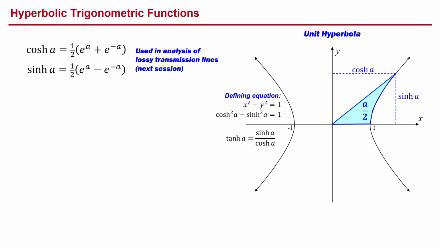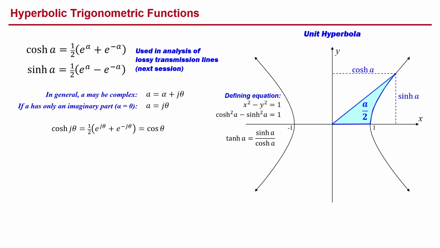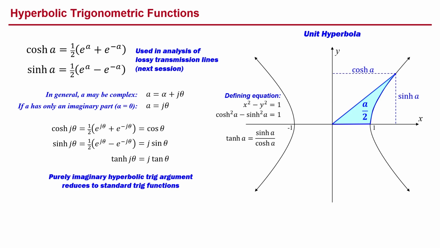As I stated before, in general, A may be a complex number. But if A is purely imaginary, something very interesting happens. Hyperbolic cosine reduces to the standard cosine function. Hyperbolic sine reduces to j times the standard sine function. And hyperbolic tangent reduces to j times the standard tangent function. So, a purely imaginary hyperbolic trig argument reduces these functions to their standard trig counterparts. This is very useful for the lossless transmission line simplification, which we will also address in the next session.